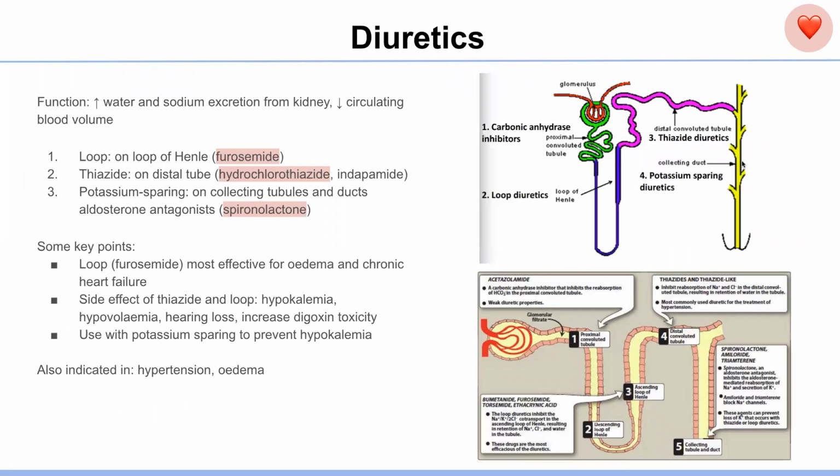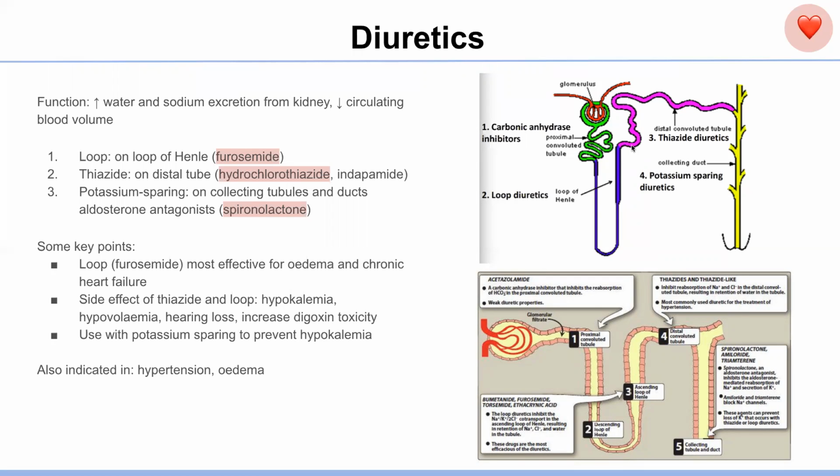Diuretics can also reduce workload by increasing water and sodium excretion from the kidney, which decreases the circulating blood volume. There are three types I'll run through. So loop diuretics work on the loop of Henle, such as furosemide. Thiazide diuretics act on the distal tubule, and both of these have hyperkalemia, hypovolemia, and hearing loss as an adverse effect. Potassium-sparing diuretics act further on the collecting tubules and ducts.